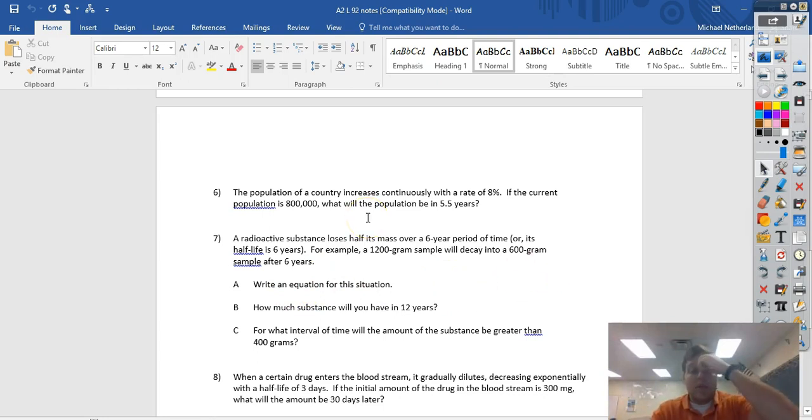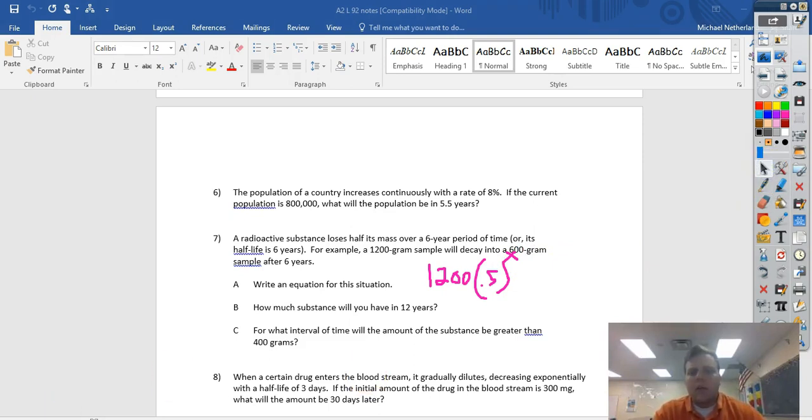Okay, so looking at problem 7, what was our starting amount? 1,200. That's right. Okay, what was the rate of change? That's right, it halved, right? So 0.5. And then raised to the x, the number of years.